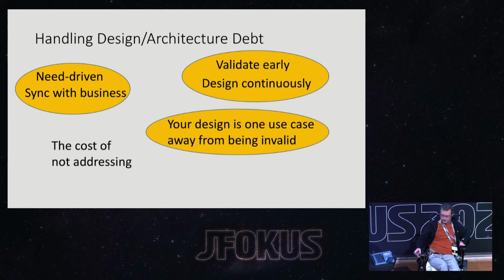Another nice technique to work on your architecture and design is the following: the cost of not addressing. It's also called abuse story. We can have a user story in our backlog that allows us to be totally evil. I like that.